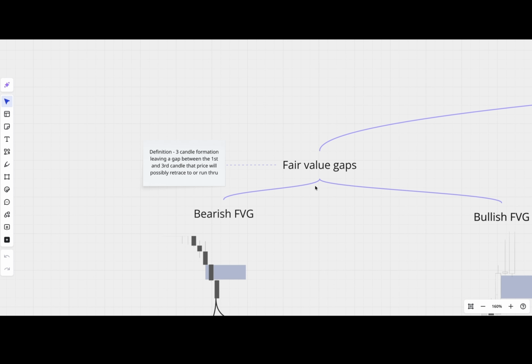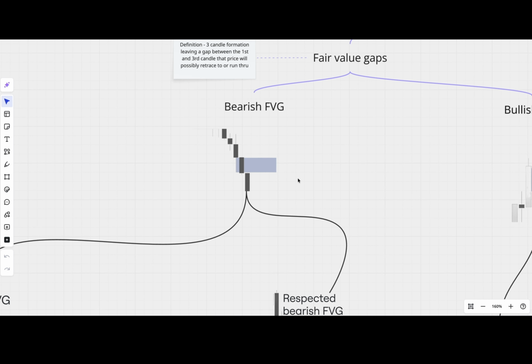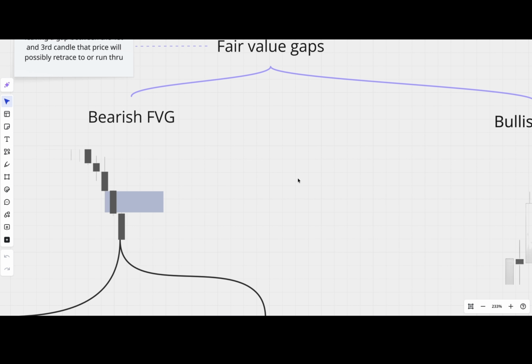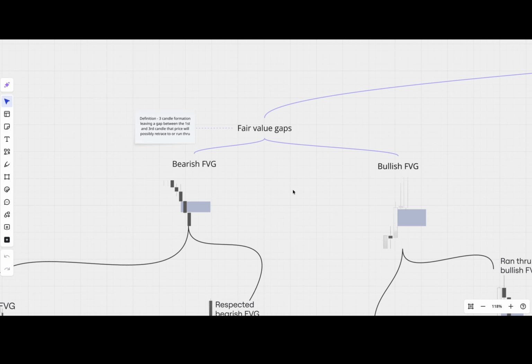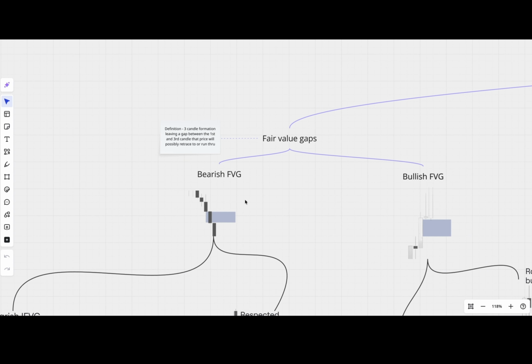The definition of a fair value gap: it is a 3-candle formation leaving a gap between the first and third candle that price will possibly retrace or run through. So I'm going to give you some visual examples. There are 2 types of fair value gaps, and there are 2 types of fair value gaps within those fair value gaps. So you need to understand these.